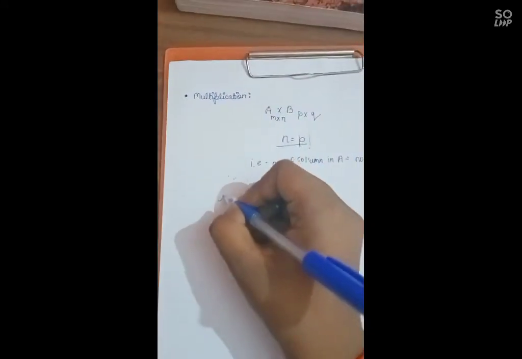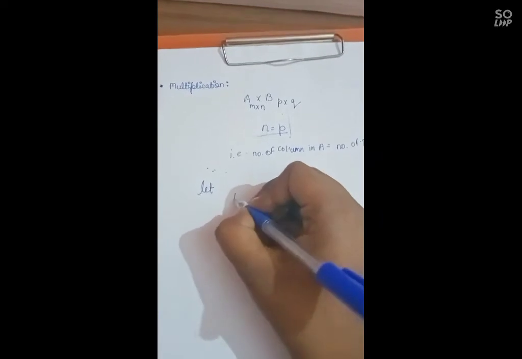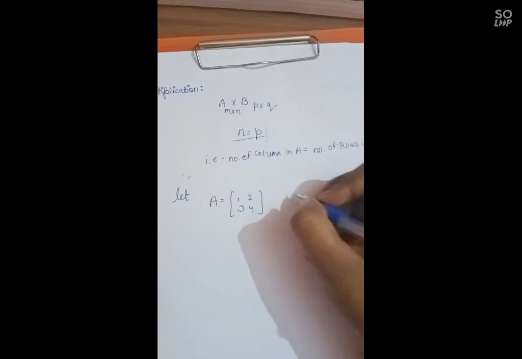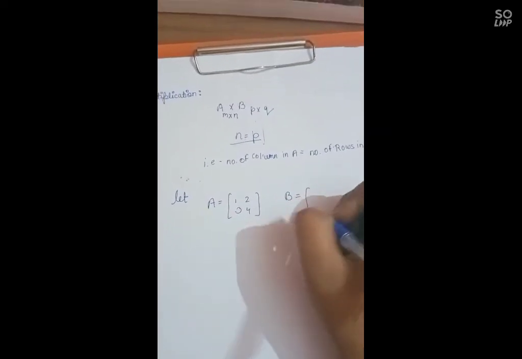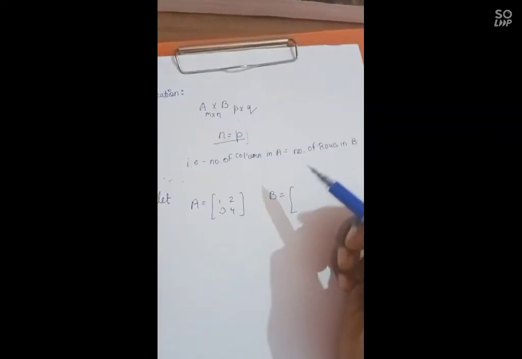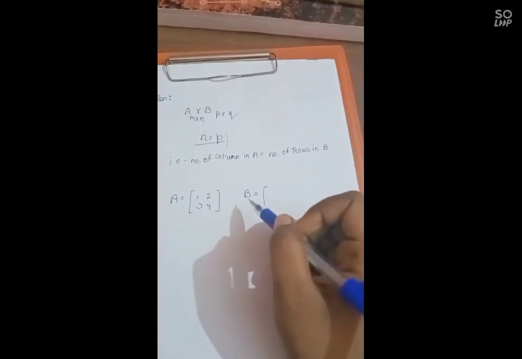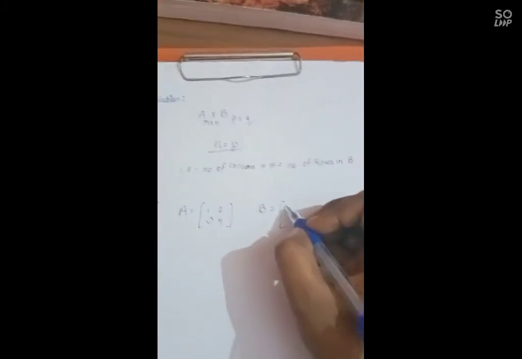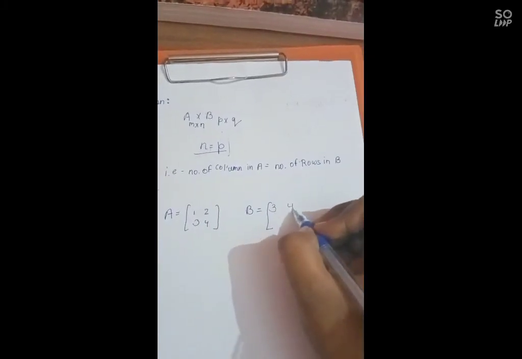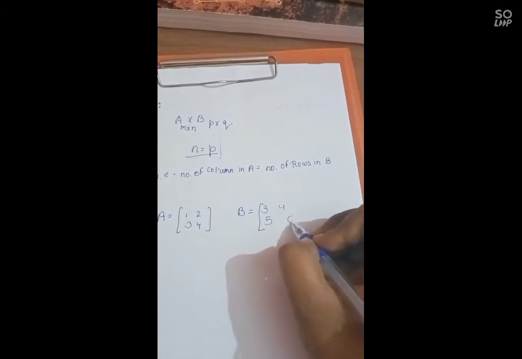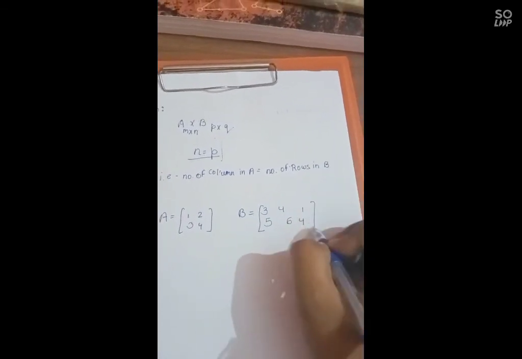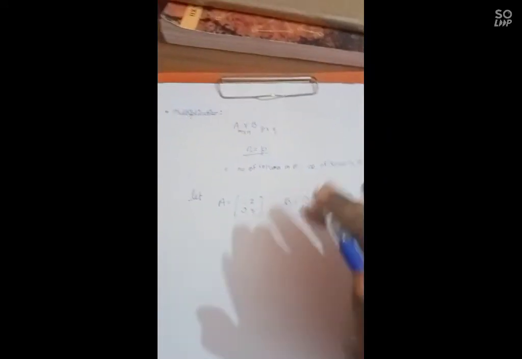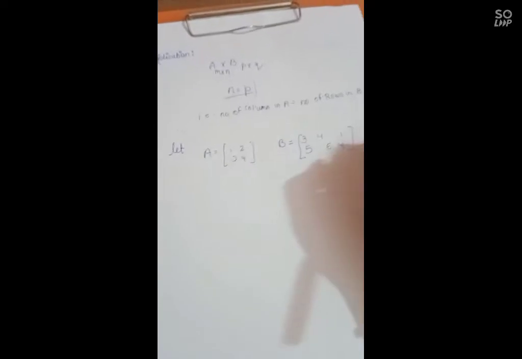So, we will take an example of A equals 1 2 3 4 and B equals, here the number of columns in A is 2, then we have to keep 2 rows in B. We can multiply matrices of the same order, but it is not necessary. Now A into B.